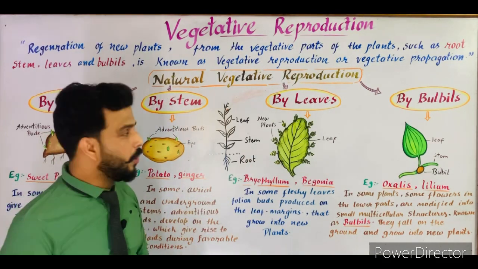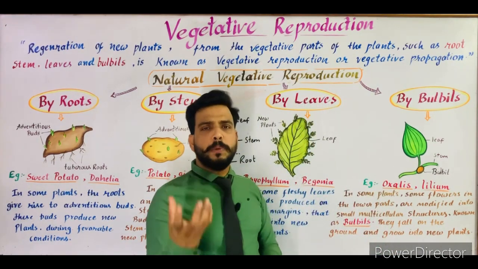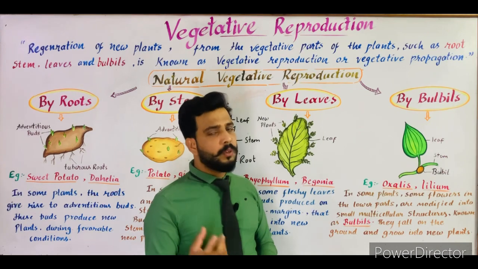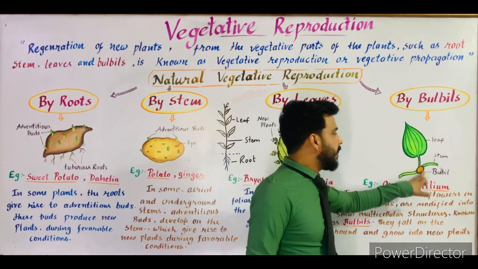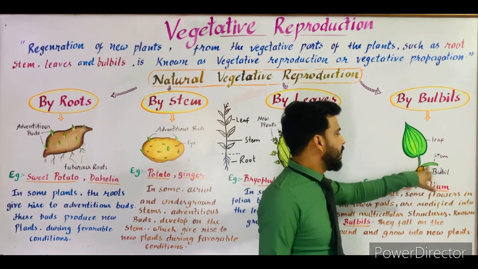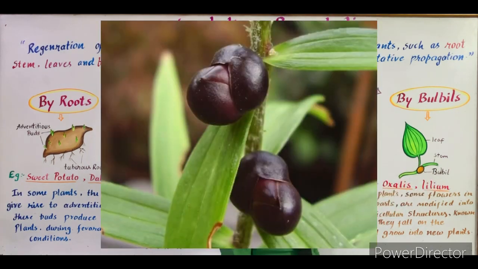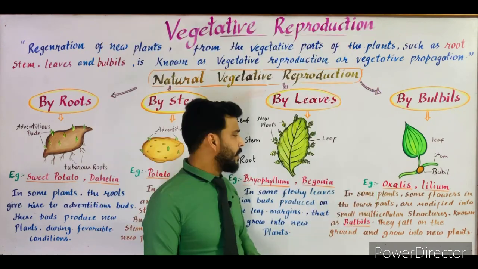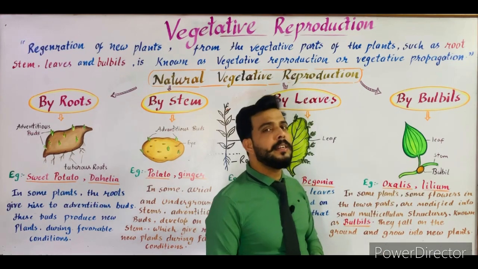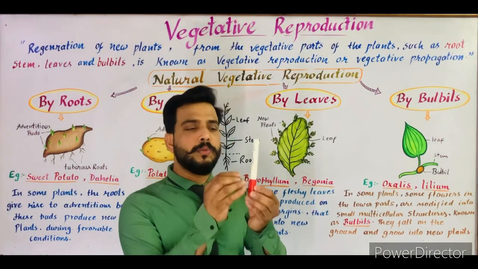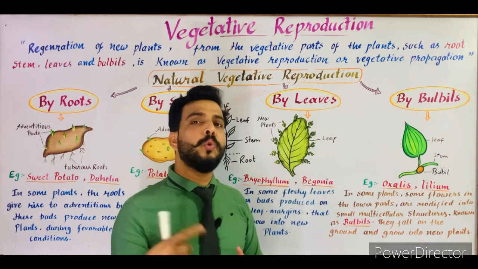Now the last one is by bulbils. What are bulbils? Bulbil is a special multicellular mass which is present on the lower side of the plant. As you can see in the diagram, it is the bulbil, it is the leaf, it is the stem, and it is the bulbil, and the plant is oxalis. Another example is lilium. In some plants, some flowers, the flowers which are present at the lower side, are modified into a special multicellular mass which is known as bulbil.